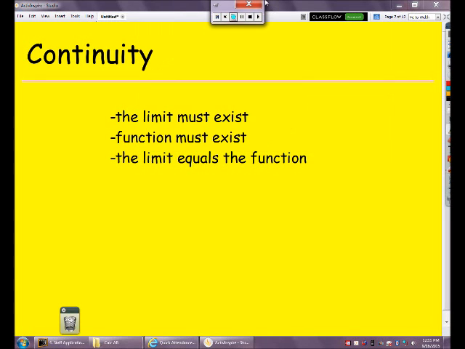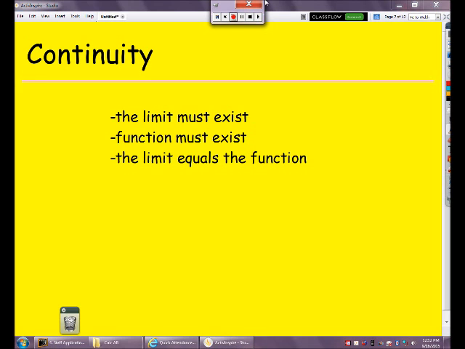Let's talk about continuity. There's three things that must be true in order for a function to be continuous. Those are on the screen in front of you. The limit has to exist. At the same time, the function has to exist. And also, the limit must equal the function. Well, that's the general gist of it.